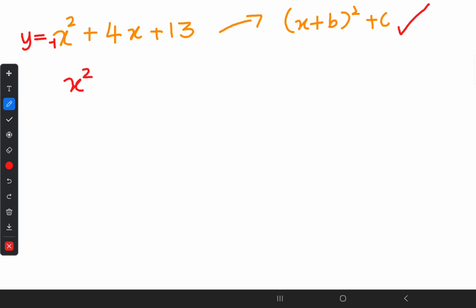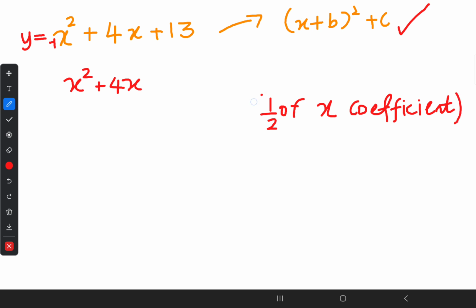If the coefficient is positive 1, you can write plus 4x, write the 4x as well. Thereafter, you cannot write the 13 itself here. You need to find one more thing: half of the x coefficient, and its square. Half of the x coefficient and its square, that is the third one you need to add with this.